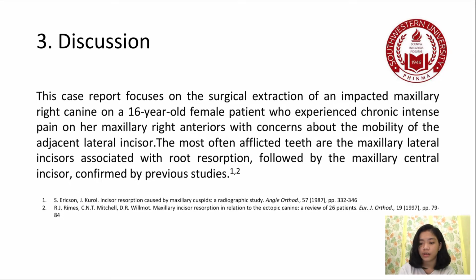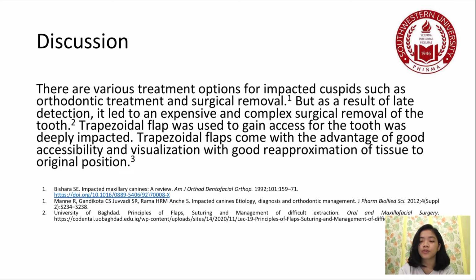The most often afflicted teeth are the maxillary lateral incisors associated with root resorption, followed by the maxillary central, confirmed by previous studies. There are various treatment options for impacted cuspids such as the orthodontic treatment and surgical removal, but as a result of late detection, it led to an expensive and complex surgical removal of the tooth. Trapezoidal flap was used to gain access where the tooth was deeply impacted. Trapezoidal flaps come with the advantage of good accessibility and visualization with good reapproximation of tissue to original position.